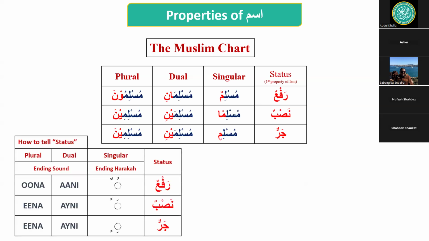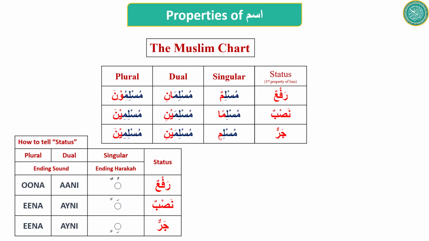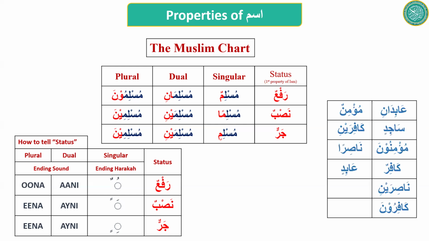That's what we learned. And then we learned how to tell the status for singular, how to tell the status for dual, and how to tell the status for plural. Singular is by haraka, dual and plural are by ending sound. So Rafa is Dhamma, Nasab is Fatha, and Jar is Kasra for singular. And dual is Ani, Aini, Aini. Rafa, Nasab, Jar. Plural is Una, Ina, Ina. Rafa, Nasab, and Jar. And then we spend some time identifying the status of different words.